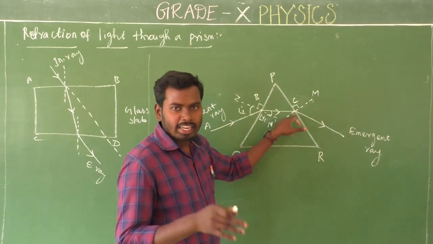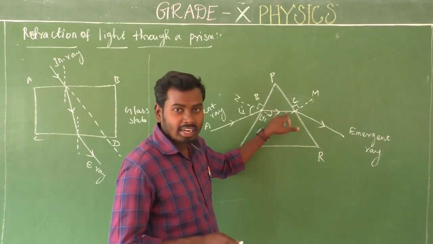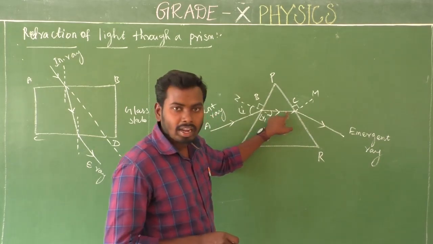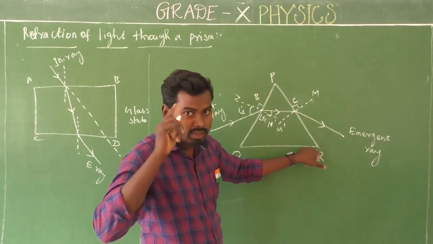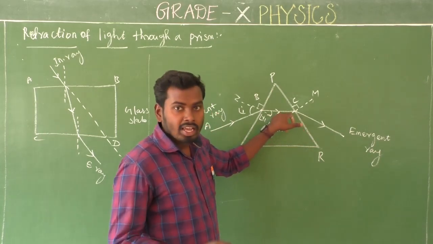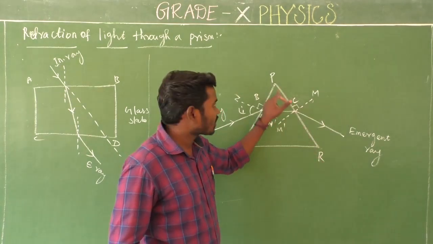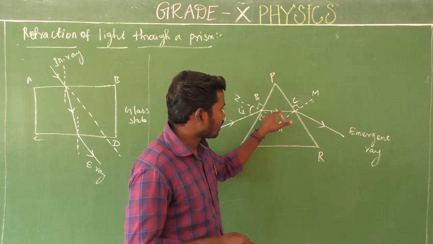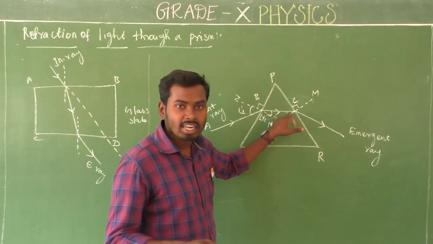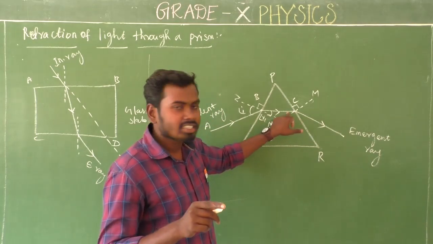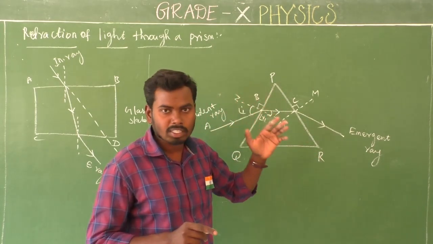Here, on the second phase of the glass prism, there is an angle between the normal and the incident ray. Actually, this refracted ray BC is an incident ray for the second phase of the glass prism PR. Look at here, it's very important. The refracted ray falls on the second surface of the glass prism PR, so that is considered an incident ray for the second surface of the glass prism PR. Is it clear?